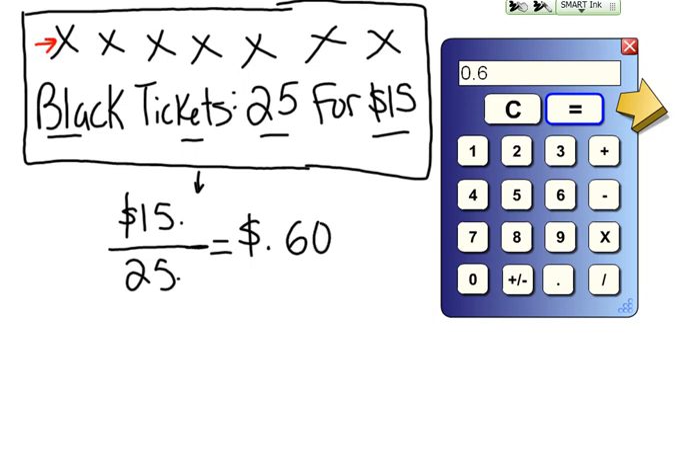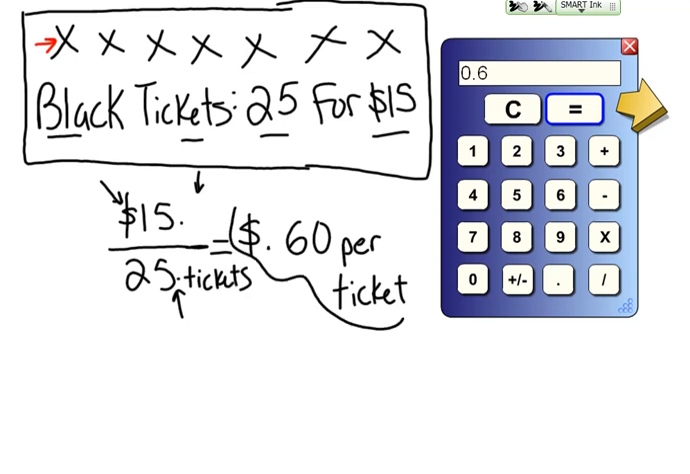We have to make sure that we label things. We're dealing with money, and we're dealing with an amount, the 25 tickets. So in our answer, we're going to have our dollar amount, the fact that we're dealing with money, and the number of tickets.